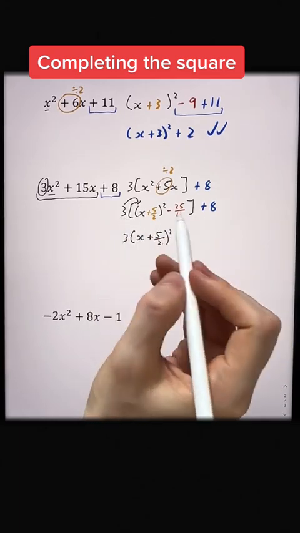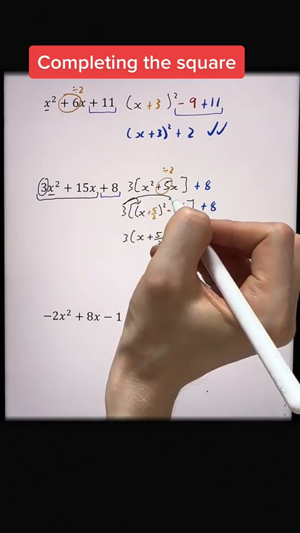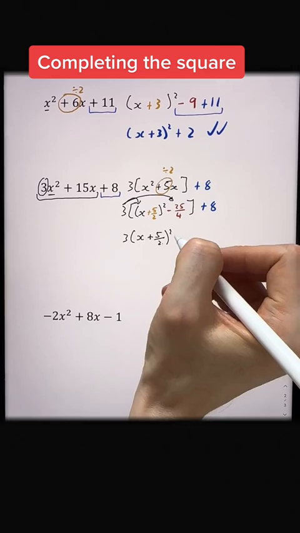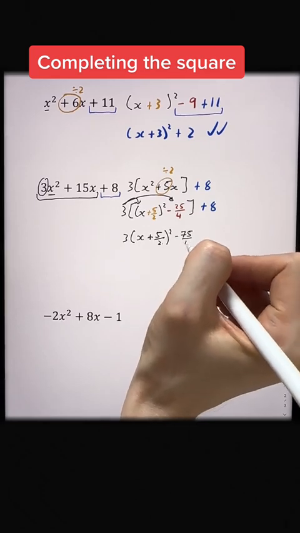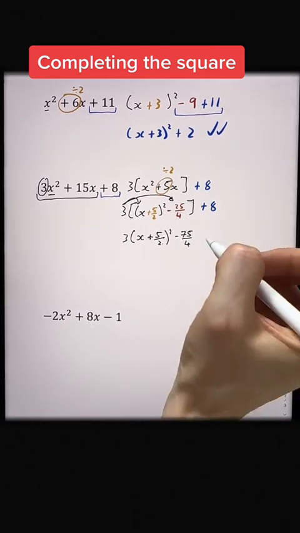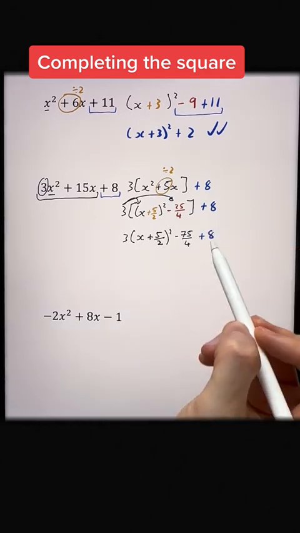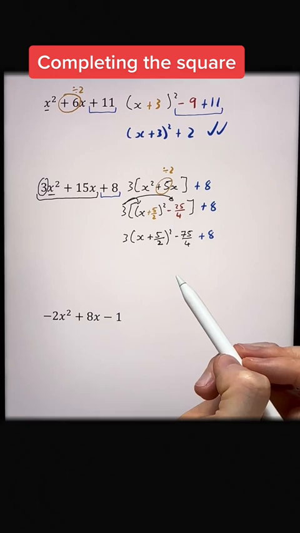And the 3 is also going to multiply the negative 25 over 4. And 3 times negative 25 over 4 will give us negative 75 over 4. And I've still got the plus 8 that I must place on the end. Simplify my number terms on a non-calculator paper.